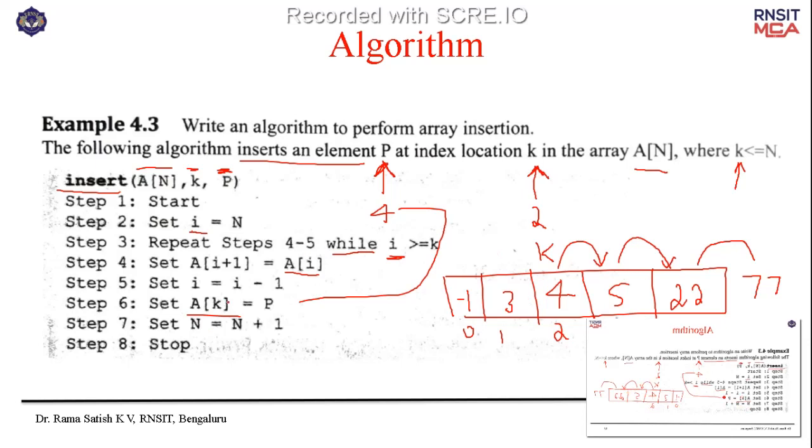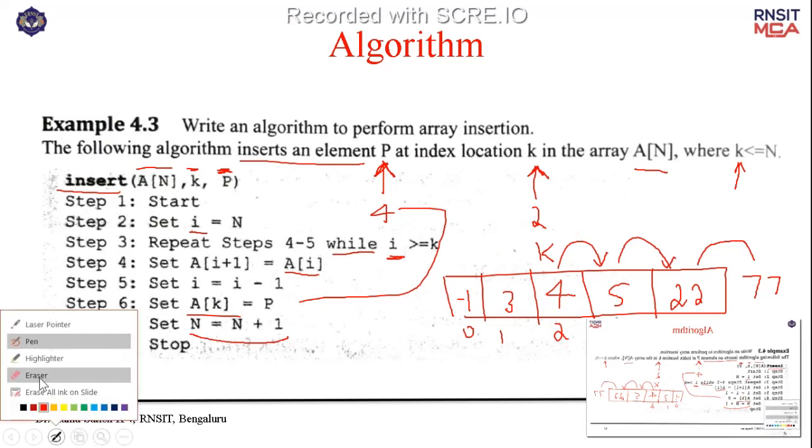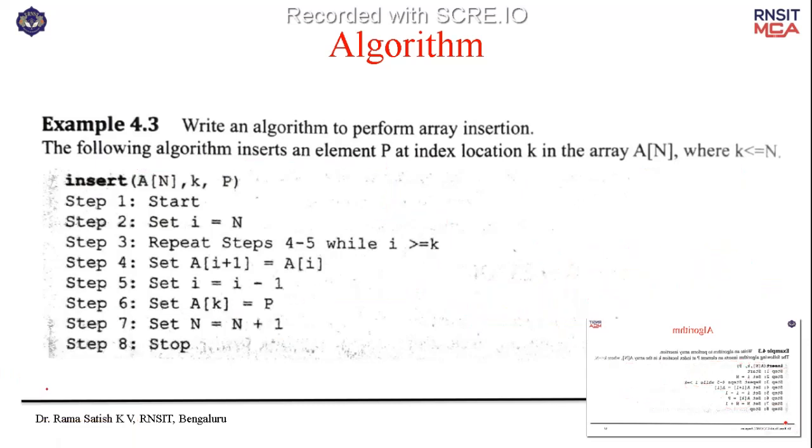And now the number of elements are increased by 1. So what you do, you set n is equal to n plus 1. So you can certainly do that by setting n is equal to n plus 1. You can certainly increase and you can stop. So this is the algorithm. This is the algorithm to insert an element into an array.